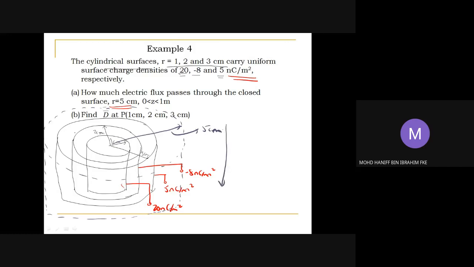And the height of it is equal to 1 meter, right? So that is your closed surface, given as a 5 centimeter radius, and the height is from 0 to 1 meter. The question is, find the flux that passes through this closed surface. So how do you find the flux leaving the surface? This is based on Gauss's law, which is similar to our previous discussion.